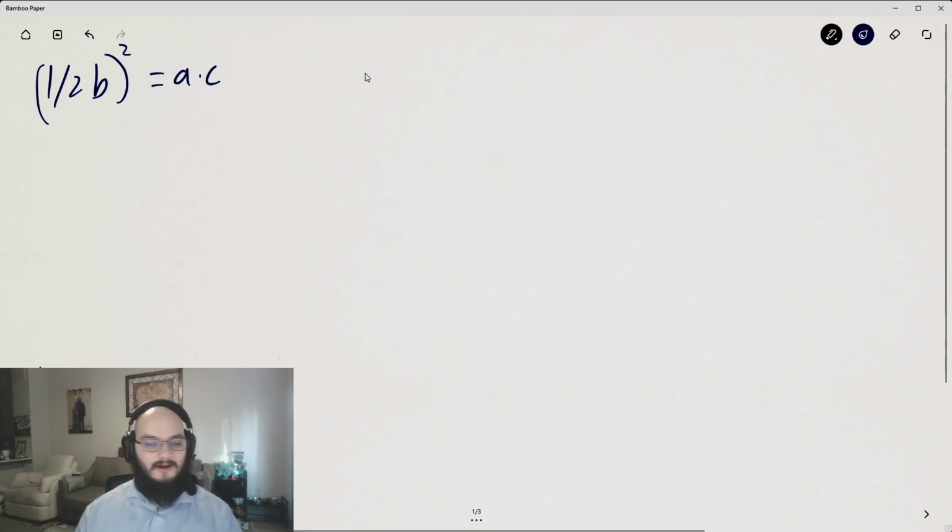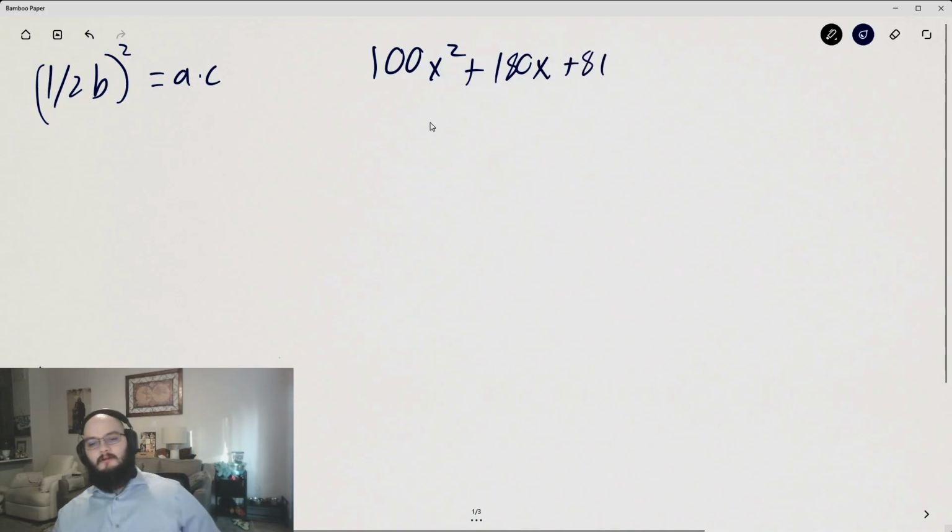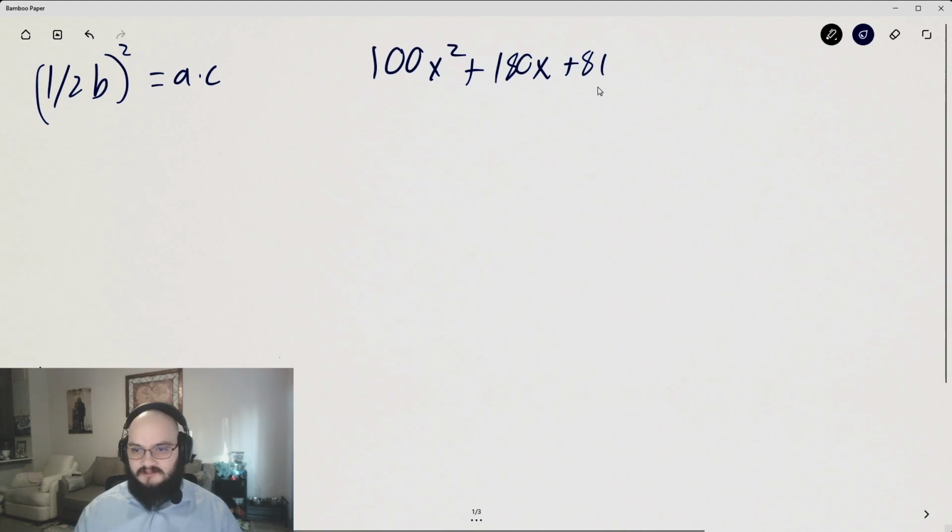Let's check out our next example. We have 100x squared plus 180x plus 81. All right. Is there anything I can factor out of this to make it simpler? It does not look like there is. Okay, so we're just going to be dealing with some big numbers for this example.